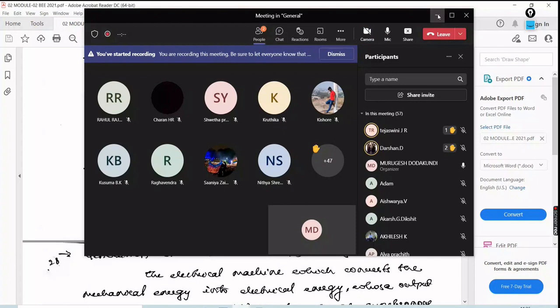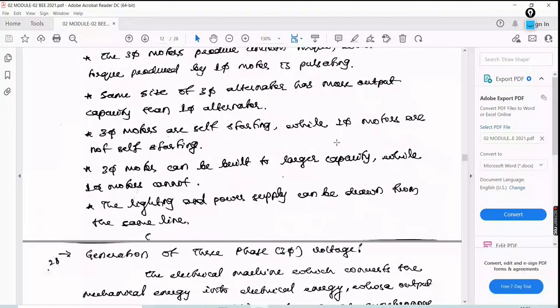The single phase motors are not self-starting. Why? The single phase induction motors require a phase displacement, which can be caused by a capacitor connected to the supply. That's why the single phase motors are not self-starting. Those are capacitor start and capacitor run machines.